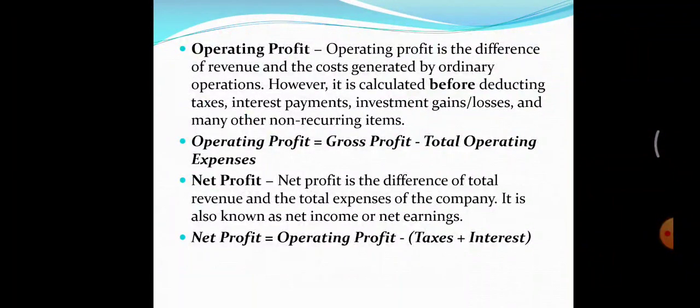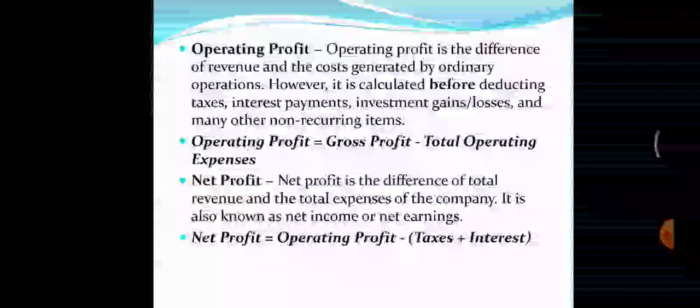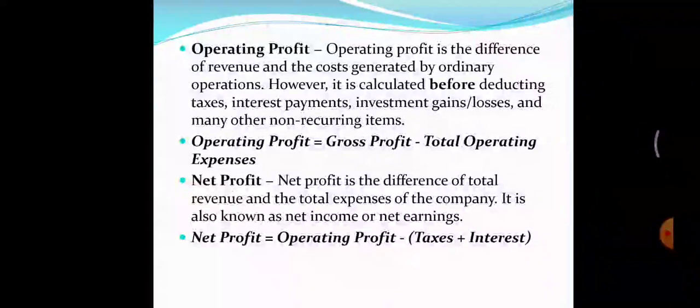Next one is operating profit. Operating profit is the difference of revenue and the cost generated by normal operations. However, the calculation is before determining tax, interest payment, investment gains, loss, etc. The formula is operating profit equals gross profit minus total operating expenses.